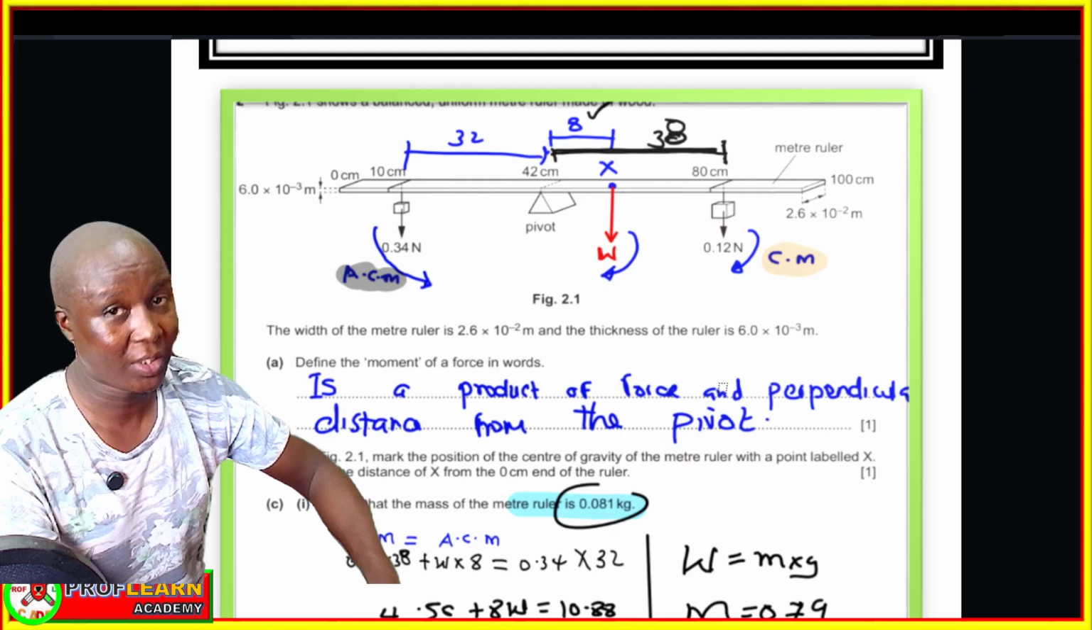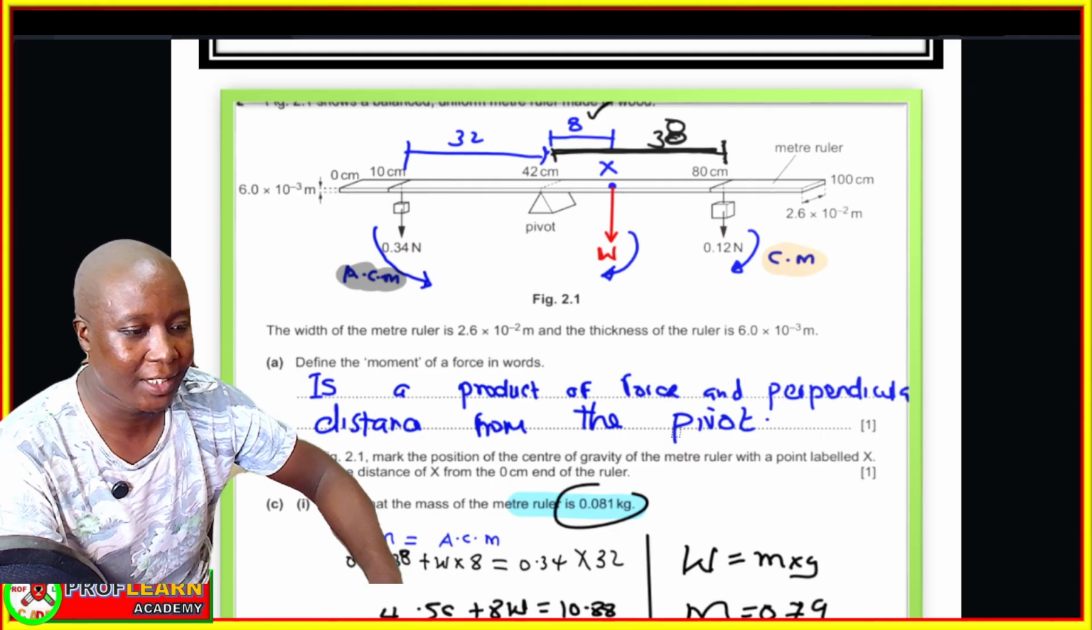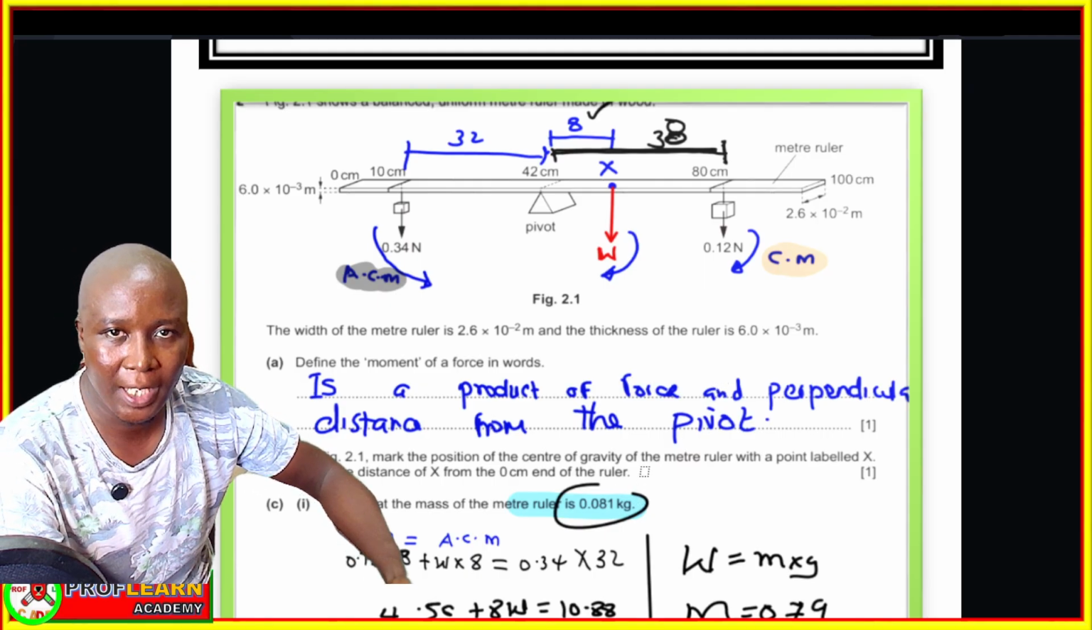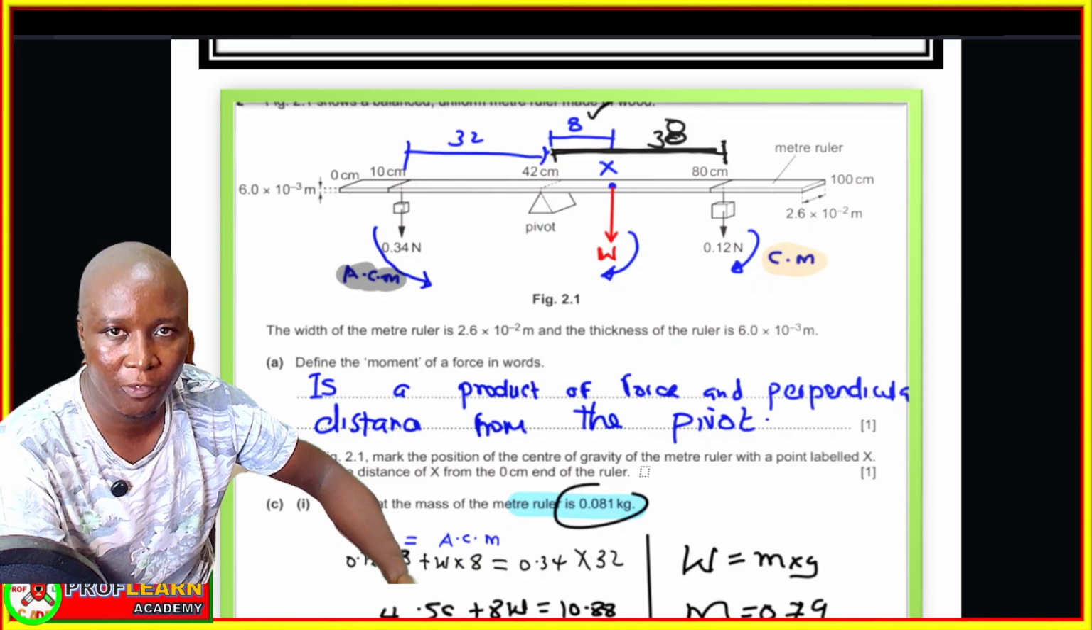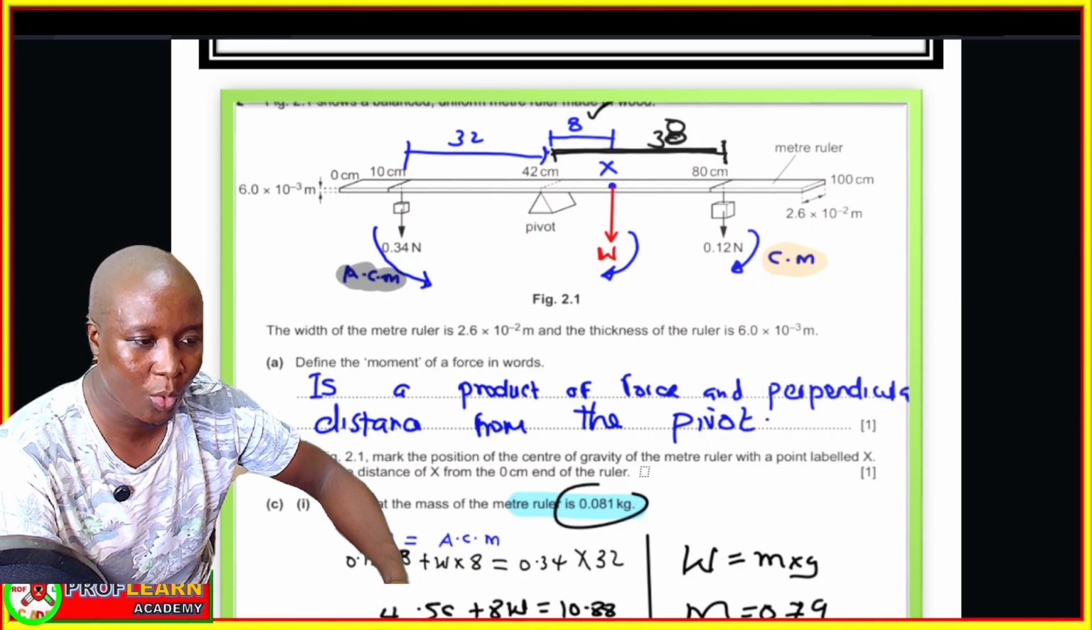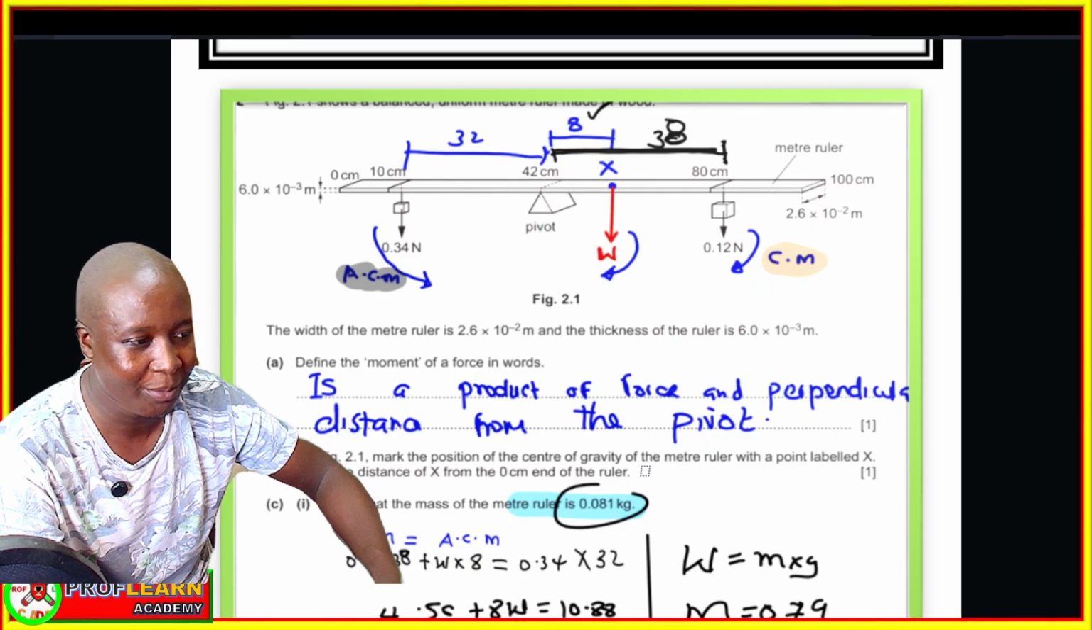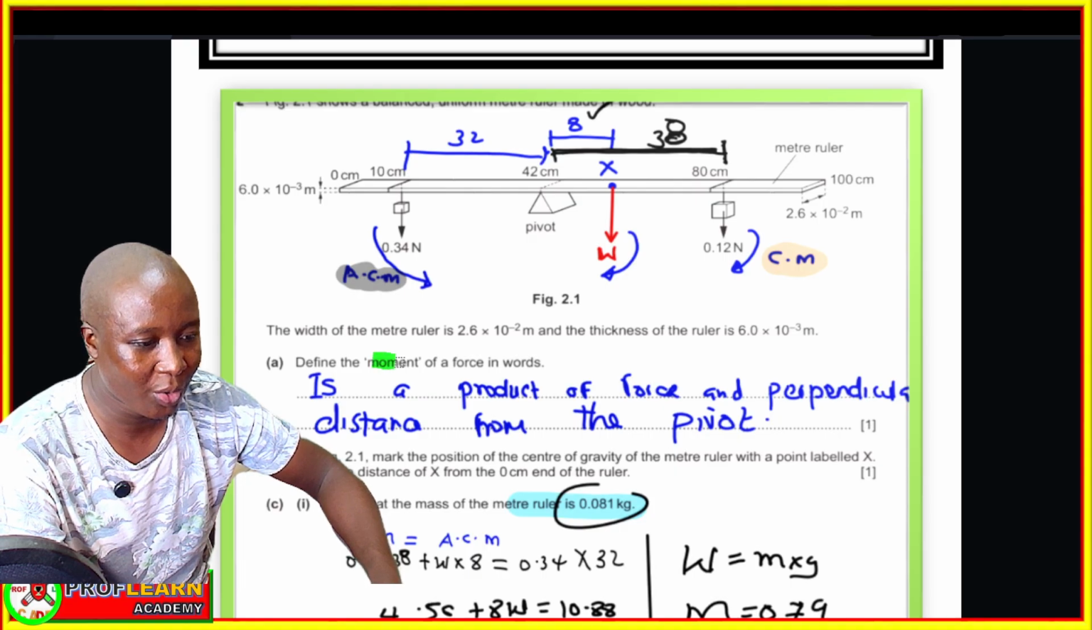Another question also that made most of the students cry in this exam is the question on turning effect of a force, moments, principle of moments. And clockwise moment is equals to anti-clockwise moment. And the first question was define moment of a force in words. You are not asked to state in a formula.